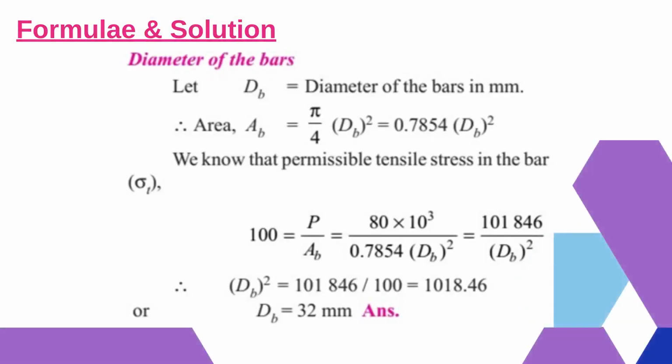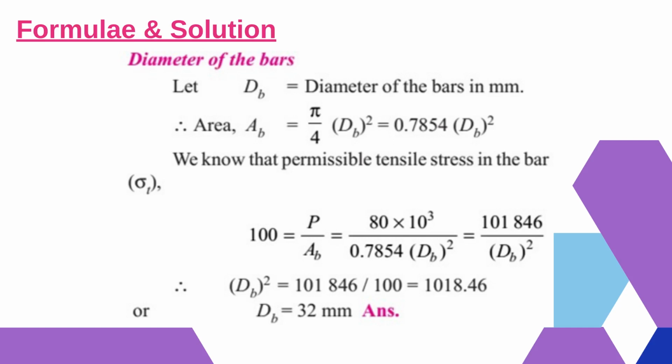Next will be formula and solution. So look in detail. Diameter of the bars. Here we'll consider d suffix b as the diameter of the bars in mm, and we know the relation to find the value of area. Area A is equal to pi d square by 4, where diameter d is nothing but the diameter of the bar d suffix b. On simplification, we get the area of the bar as 0.7854 times d b square.